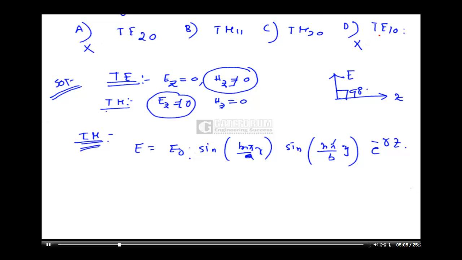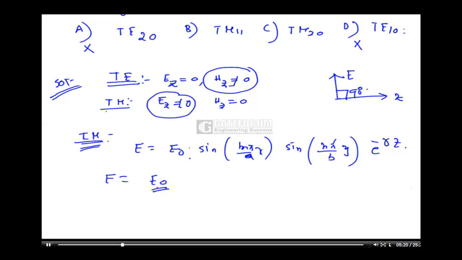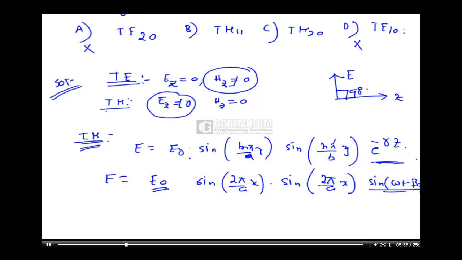One more thing here, the only possibility is TM mode propagation. So here TM11 and TM20, two options are there. Then what is the given thing? If you compare this, E is equal to some total E naught. The entire first part I am writing as E naught, sine 2 pi by a x into sine again 2 pi by a x, into sine omega t minus beta z. This gives the propagation direction.